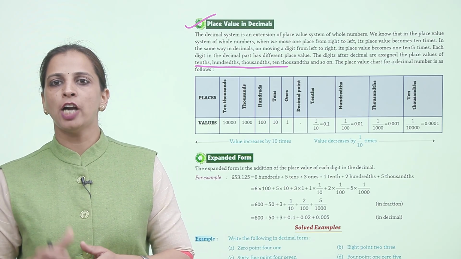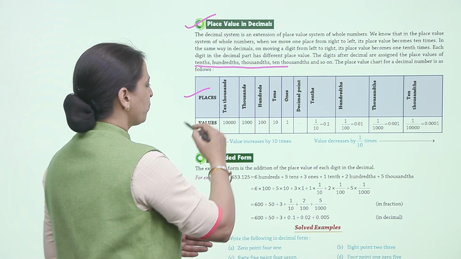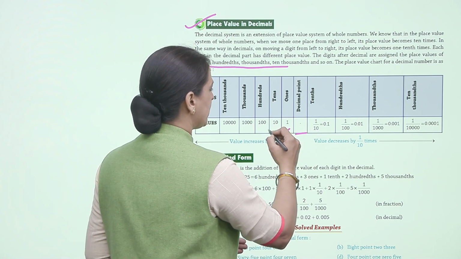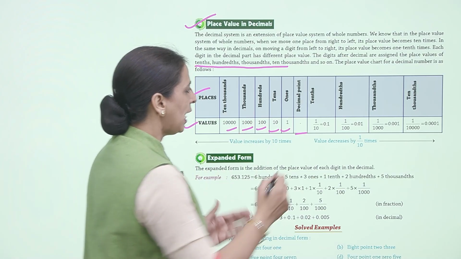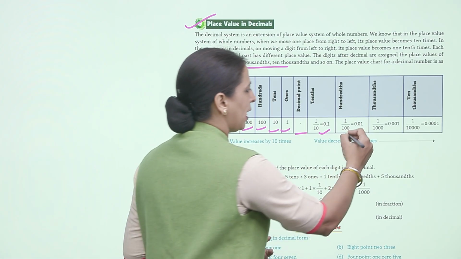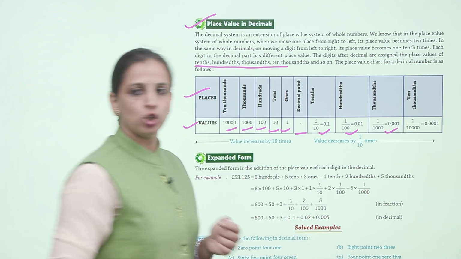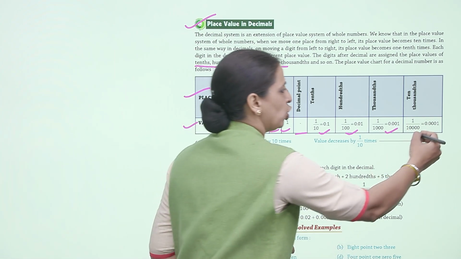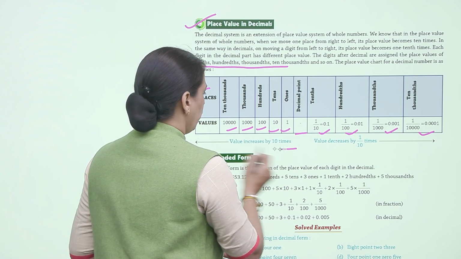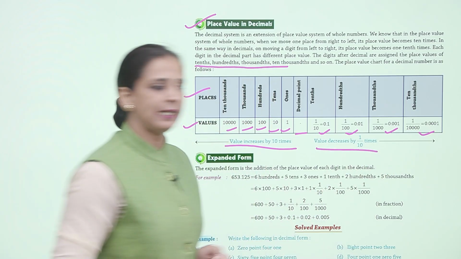The place value chart for a decimal number is as follows. यहाँ पे हमारा decimal point, it's ones, tens, 100, 1000, 10,000 and after decimal 1 by 10, that is 0.1, 1 by 100, 0.01, 1 by 1000, 0.001, 1 by 10,000 is 0.0001. So, value increases by 10 times, value decreases by 1 by 10 times.